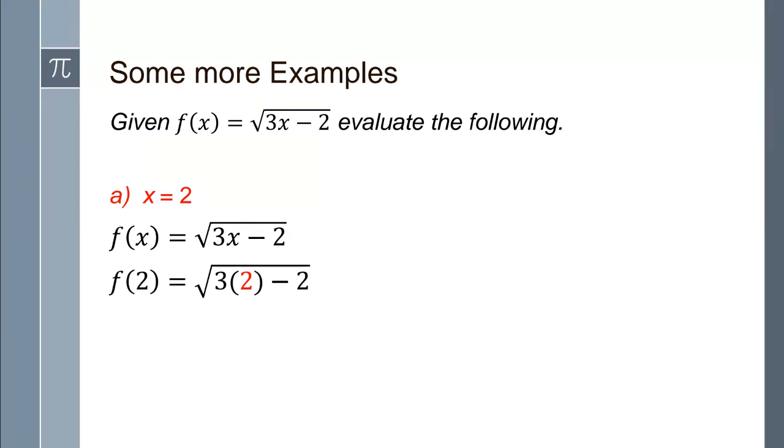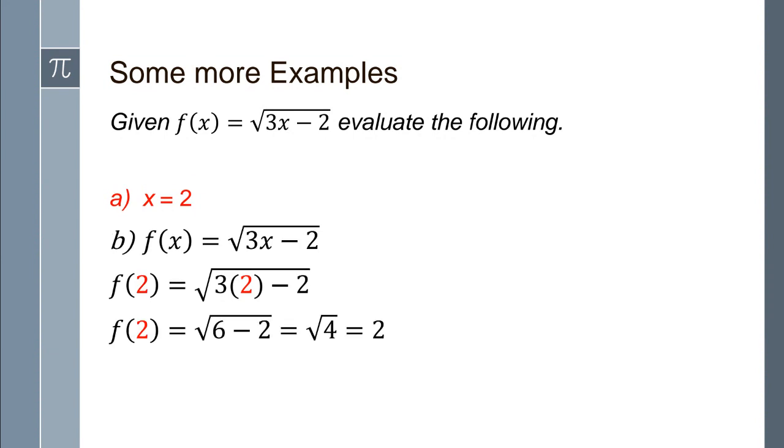So I have the function, the square root of 3x minus 2. I'll replace the x with a 2. So I have the square root of 3 times 2 minus 2. Let's go ahead and simplify. 3 times 2 is 6, and 6 minus 2 is equal to 4. So the square root of 4 is 2. So our first evaluation, when x is equal to 2, our function value or our y value is equal to 2.